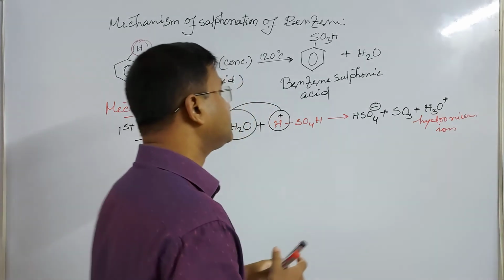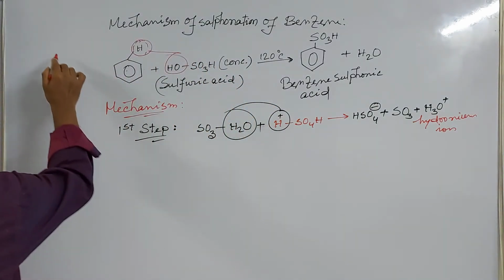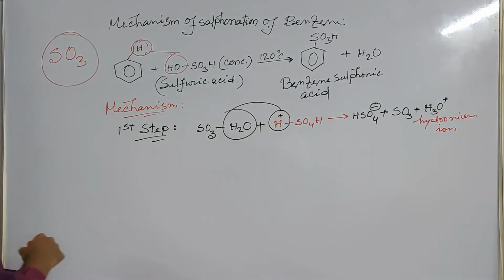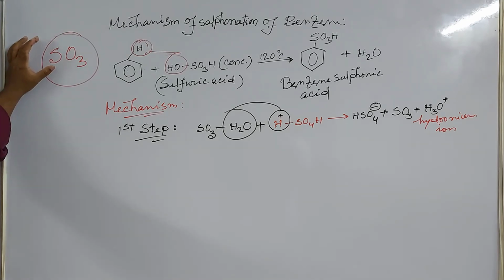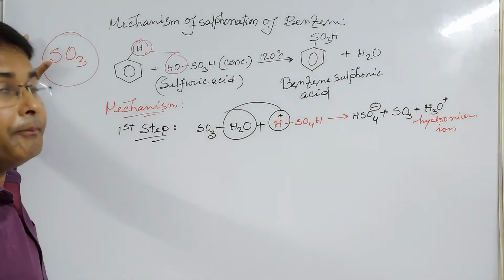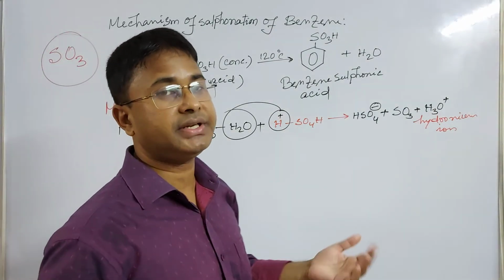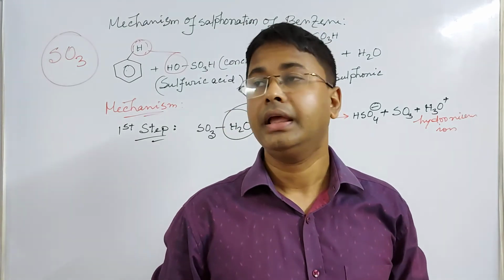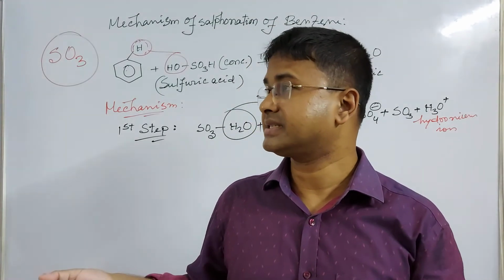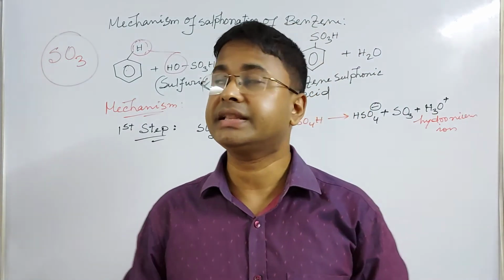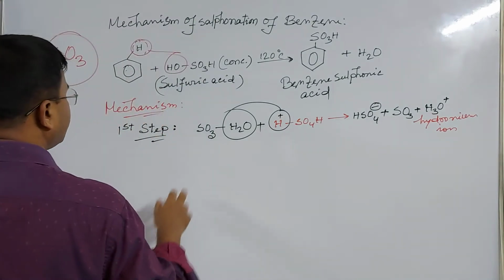I mean, this is not a positive charge. This is a neutral electrophile, because the central atom of sulfur trioxide is sulfur, and sulfur contains vacant d orbitals, and it can receive electrons in its vacant d orbital. As it has this deficiency, sulfur trioxide loves electrons. That's why sulfur trioxide is an electrophile. That's all about the first step.